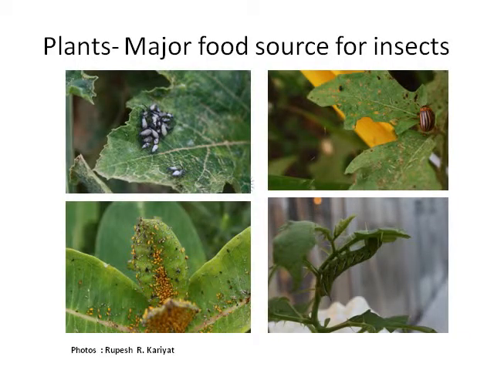Insects are everywhere, and a major food source for insects is plants. There are two basic types of herbivorous insects. Generalist herbivores feed on a variety of different plant species, while specialist herbivores feed only on a few closely related plant species.